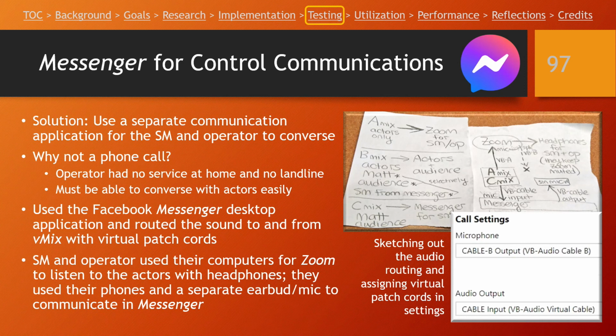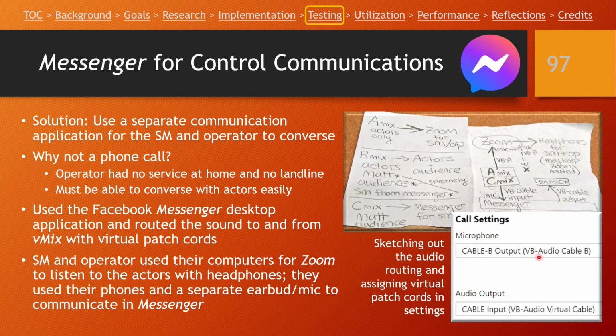So a phone call wasn't really feasible. But also, we need them to be able to still converse with the actors easily and with other people. So having them isolated in a cell phone call isn't necessarily ideal for that. So what we did is we used the Facebook Messenger desktop application, and we routed the sound to and from vMix using virtual patch cords. And you can see that setup on the right here.